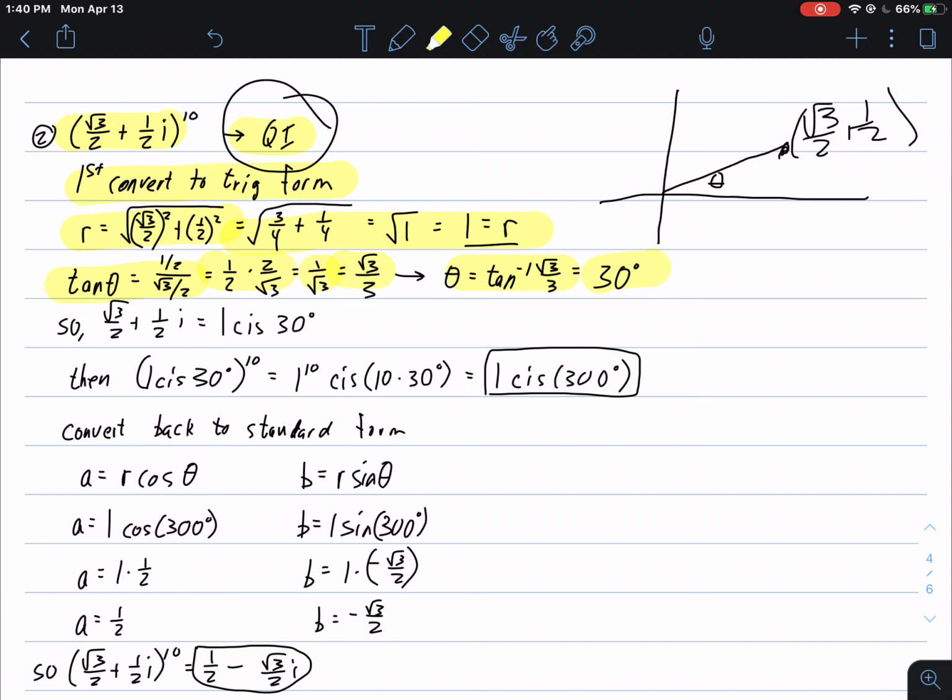So this number, square root of 3 over 2 plus 1/2 i, can then be written in trig form as r cis theta, 1 cis 30 degrees. Of course, you don't have to write the 1. I'm going to leave it there just to emphasize that there is an r value.